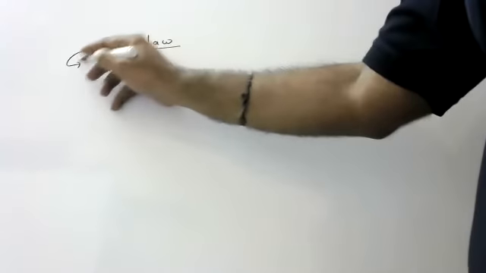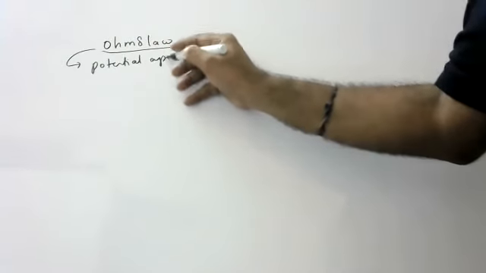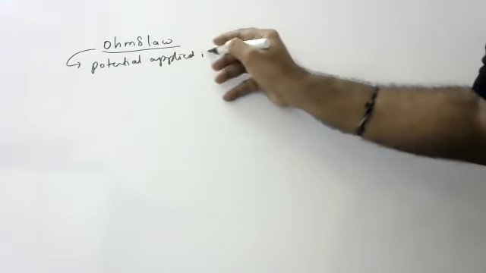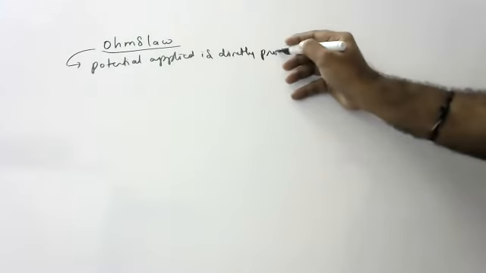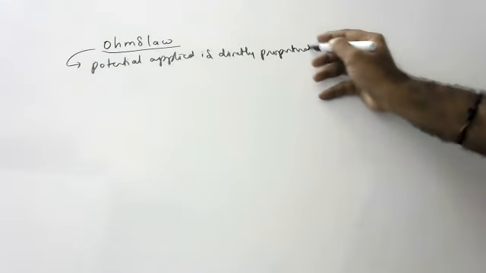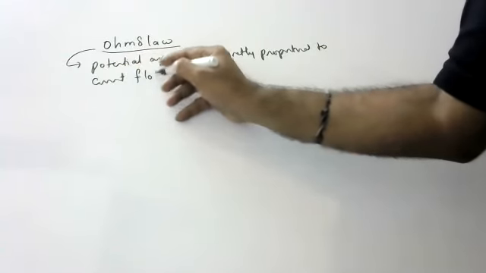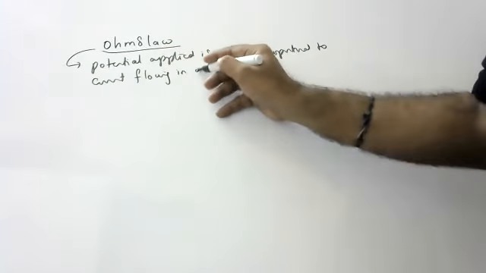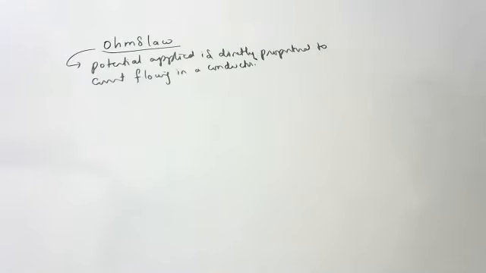Ohm's law states that potential applied is directly proportional to current flowing in a conductor. Potential applied is directly proportional to current flowing in a conductor.